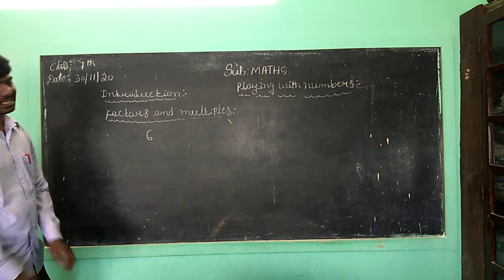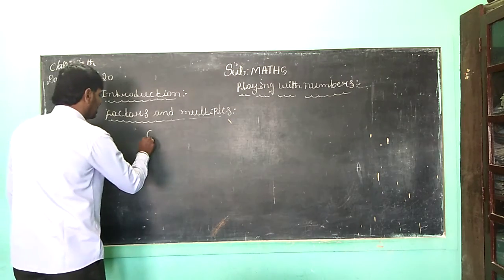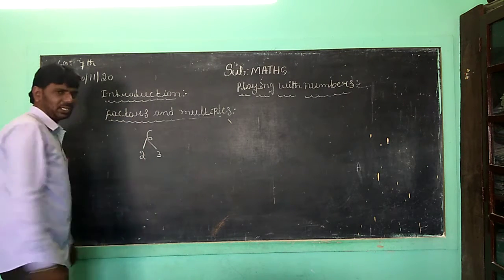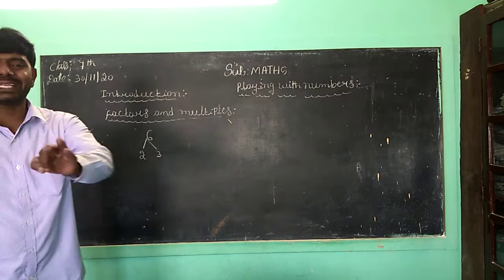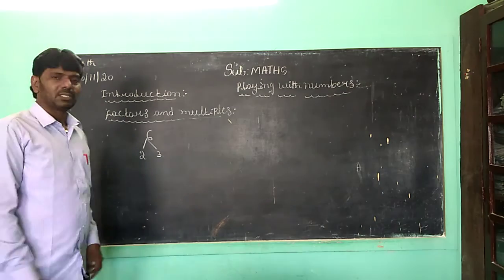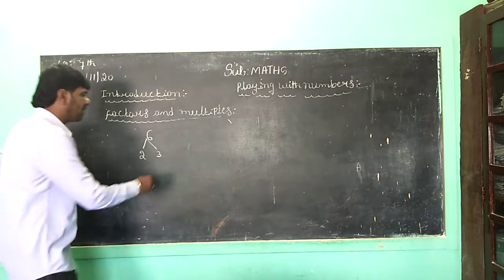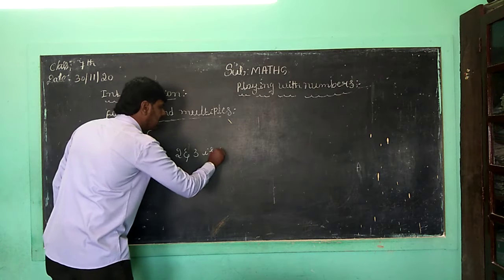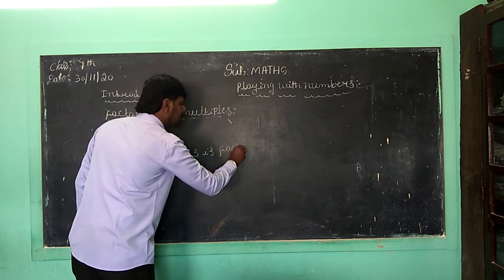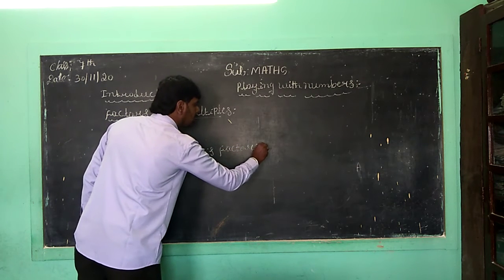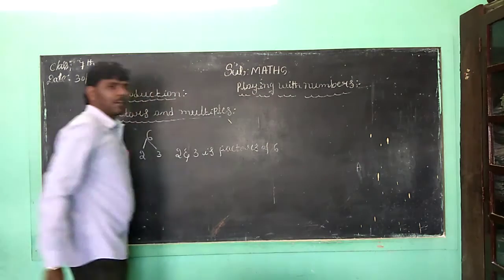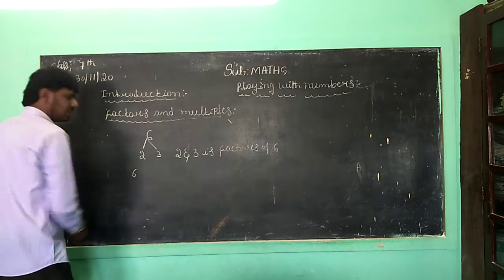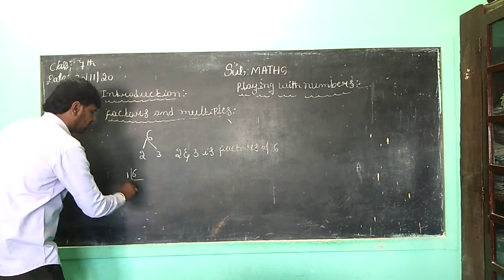Factors of 6. Children already know the factors of 6. What are the factors? 2 into 3. 2 and 3 are the factors of 6, children. So if we take the factors of 6, now we will discuss that. 1 times 6 is 6.